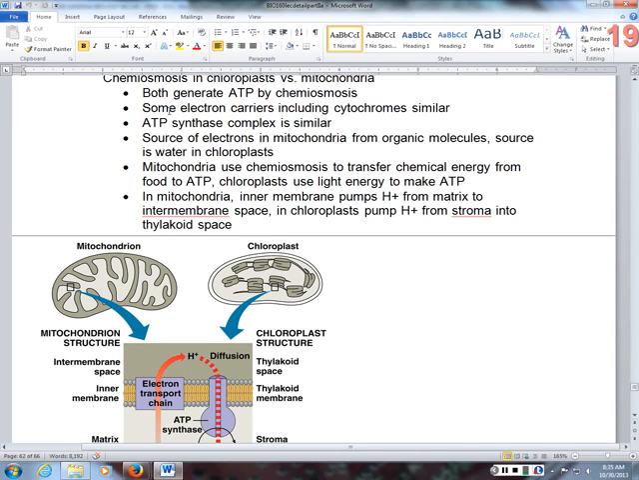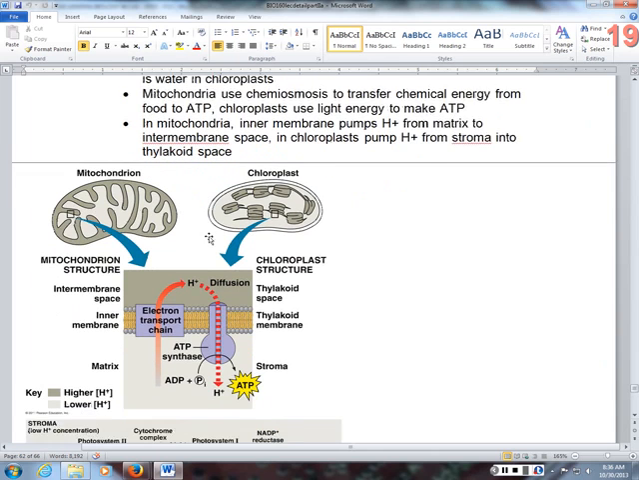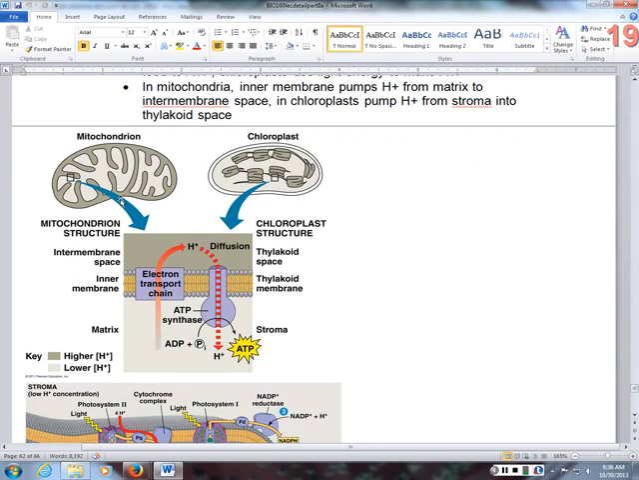So in mitochondria, it's used to transfer chemical energy from food to ATP. In the chloroplast, it's going to use the light energy to make ATP. So this is where you get the heterotroph versus the phototroph. And in mitochondria, the inner membrane pumps hydrogen to the matrix, to the inner membrane space. And in the chloroplasts, the hydrogen is going to get pumped from the stroma into the thylakoid space. So they actually function very similar.